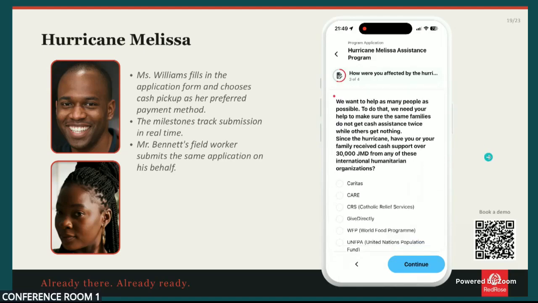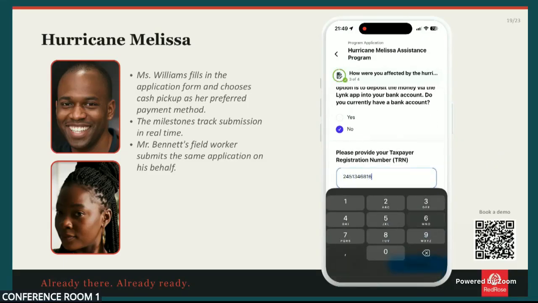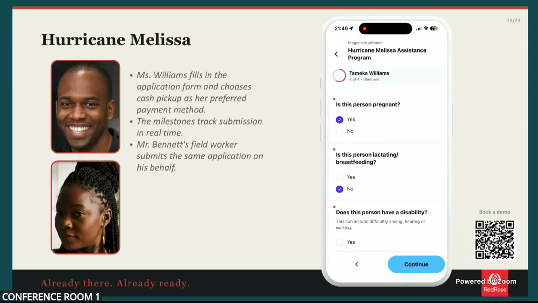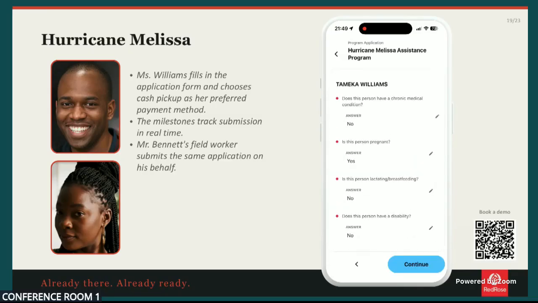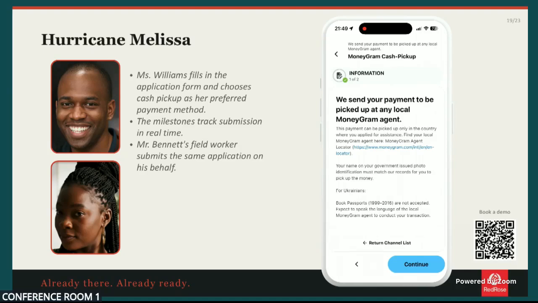Ms. Williams fills the application. She chooses how to receive her assistance. In this case, it will be cash pickup through MoneyGram in Jamaica. Then her application is submitted, and we will see that we have milestones of the application: submitted, under review, and approved. So Ms. Williams can see exactly where she stands. And again, the same flow will be done for Mr. Bennett by his worker.